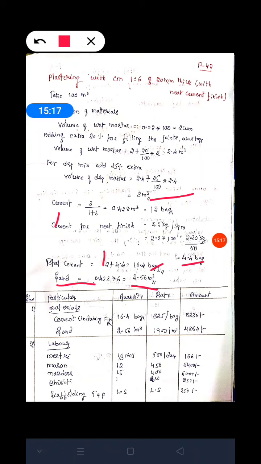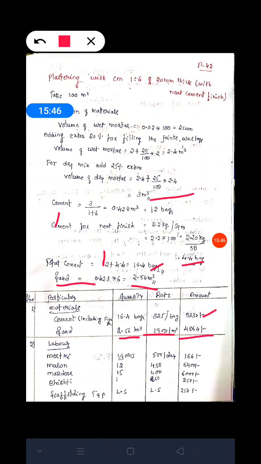First, we shall consider the material, that is cement including finishing. Total number of bags equals 16.4 and the rate is around 325 rupees per bag. Then the cost is 5330. For sand the quantity is 2.56 and the rate is around 1900. So 2.56 into 1900, then we got the total amount of 4864.